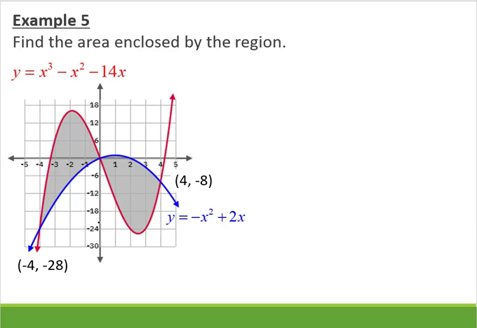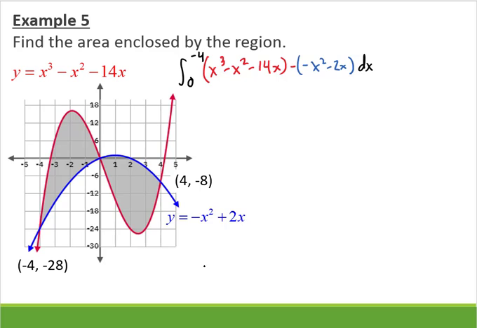Okay, so from negative 4 to 0, the red function is on top. So I have x cubed minus x squared minus 14x minus the blue function, which was negative x squared minus 2x. Notice how I put those in parentheses so that I can tell the difference, okay? And so that when I distribute that negative through. Now I want to add that to the area here, to the second area.